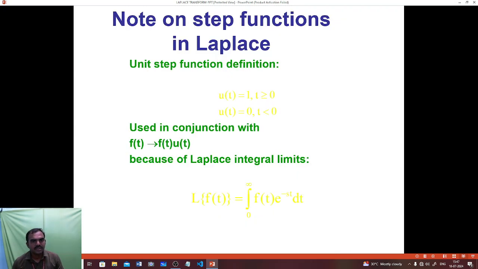Okay. Now a note on the step functions in Laplace, which we already saw in the previous one. U of t equals 1 for t greater than or equal to 0, and u of t equals 0 for t less than 0. Used in conjunction with f of t, it implies f of t u of t, because of the Laplace integral limits. This is the Laplace transform formula again: L of f of t equals the integral from 0 to infinity of f of t e power minus st dt.